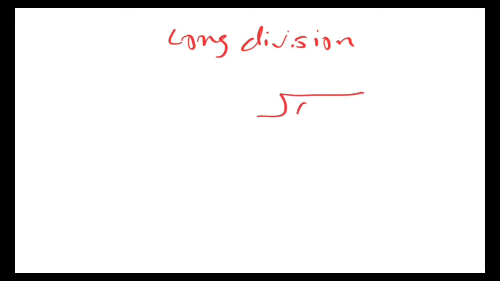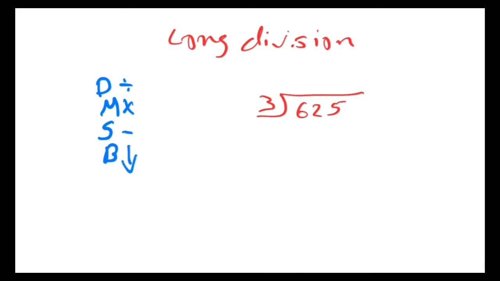But before we start the lesson, I would like to remind you of the long division of numbers, numerical long division. For example, if we have 625 divided by 3, we used to do, if you remember, "Does McDonald sell burger?" D stands for divide, M multiply, S for subtract, and B for drop or bring down.